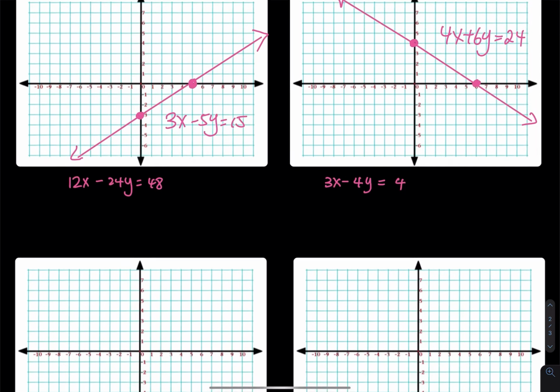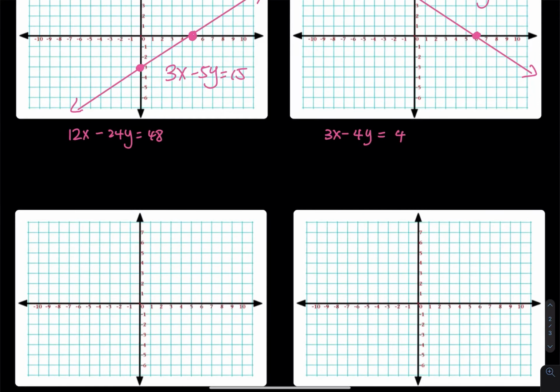Okay, 2 more. 12x minus 24y equals 48. First, the x-intercept: we let y equal 0. So 12x minus 24 times 0 equals 48. So you have 12x equals 48. Then x equals 48 divided by 12, so x equals 4. So you have (4, 0).